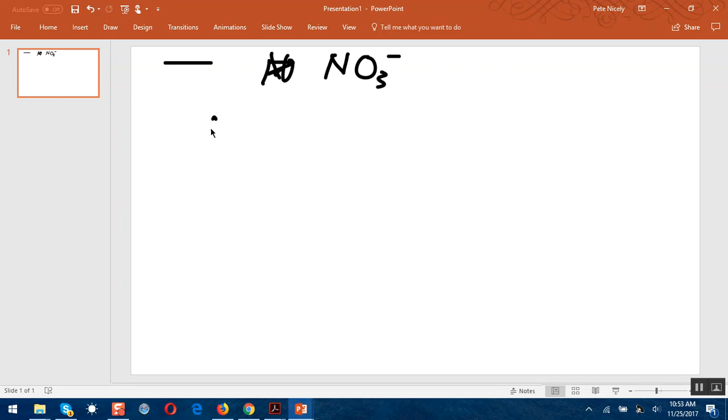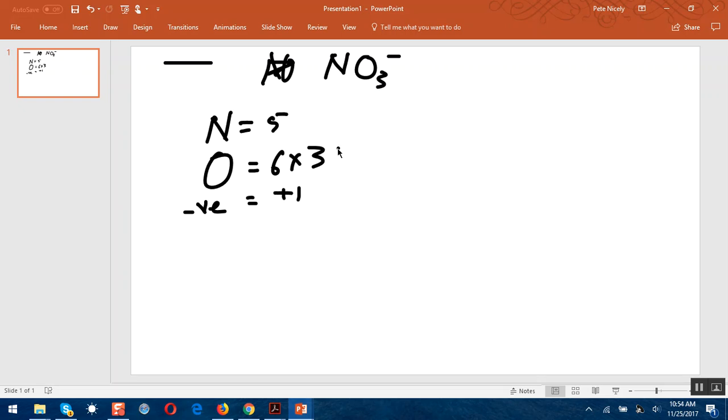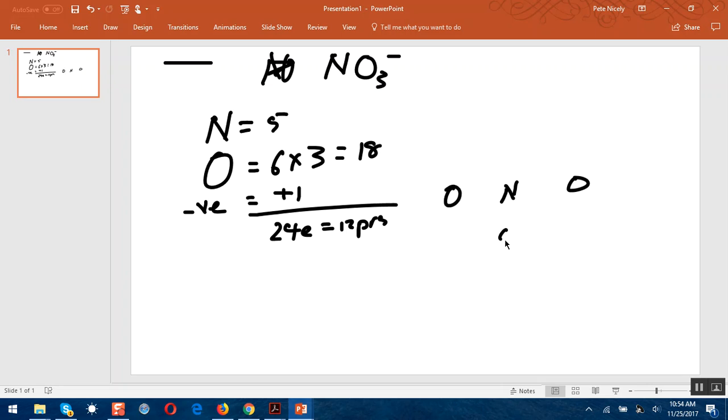We do as we did before. We go to the periodic table. We look up the group number for nitrogen, that is 5. The group number for oxygen is 6, but there are 3 of them, so we multiply by 3. But now we have to take into account the negative charge. For every negative charge that is present, we add 1 electron. So plus 1. 6 times 3 is 18, plus 1 is 19, plus 5, that's 24 electrons, which is equal to 12 pairs. We put the nitrogen in the middle, surrounded with the oxygens, 1, 2, 3.